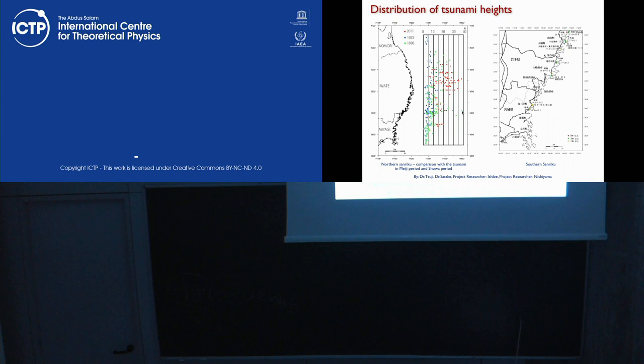By the way, the message here is, okay, 20 meters on average on that part. It's huge, especially if you consider the wavelength. It's not a wind-driven wave, where the wavelength is, let's say, 10 meters. It could be kilometers. So that's why the energy is a lot.